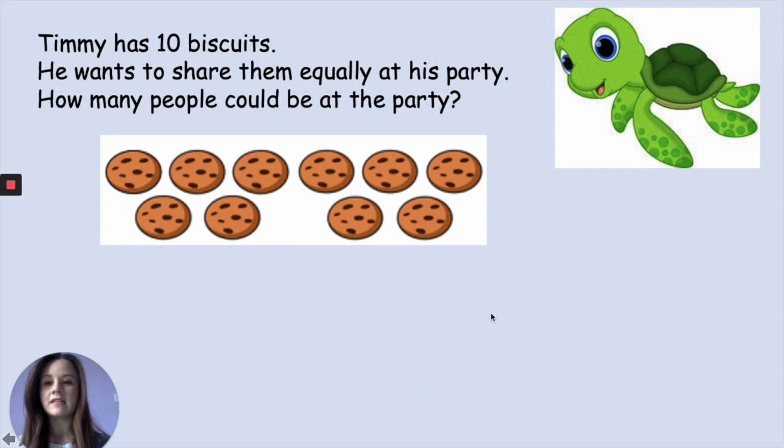Here is our extension challenge. Timmy has 10 biscuits. He wants to share them equally at his party. How many people could be at the party?